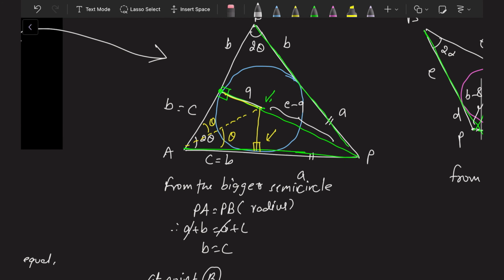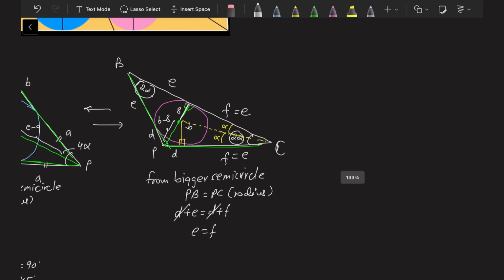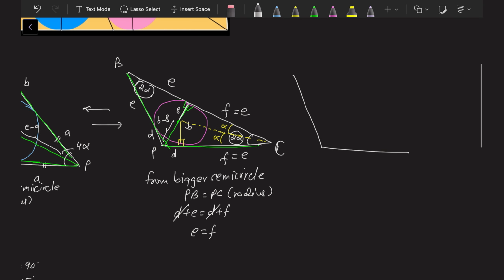Let us mark this clearly in our diagram. The 2 alpha and 2 alpha from the pink triangle have helped us get this angle as 4 alpha, and the 2 theta and 2 theta from the blue triangle have helped us get this one. It is very congested, so let me zoom out at point P. This angle is 4 alpha. Now see that the pink circle is tangent to this side and this side also.